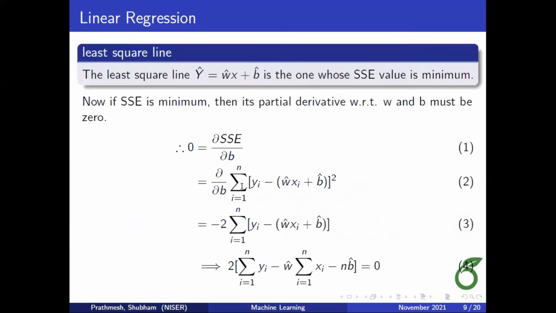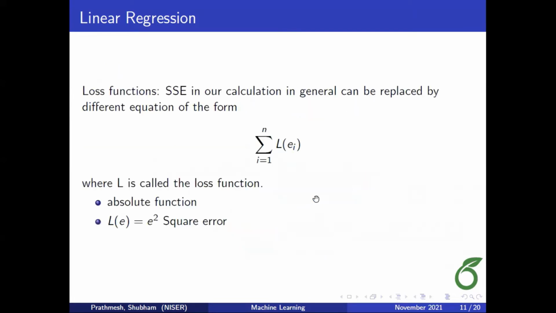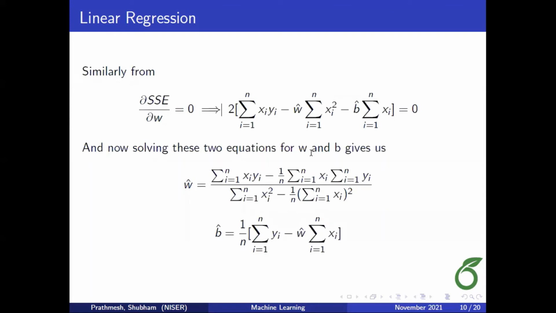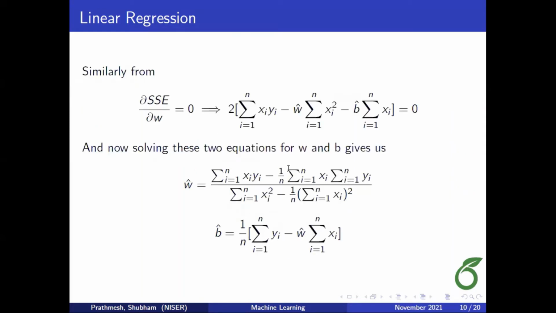And just a small caution that I would like to place at this point: our entire calculation here was for the square error. So these equations will only work if you are using the square error. If you are using some other function, then you will need to again compute the solution by using these two equations, and the equation that you will get for w hat and b hat will be different in different cases.